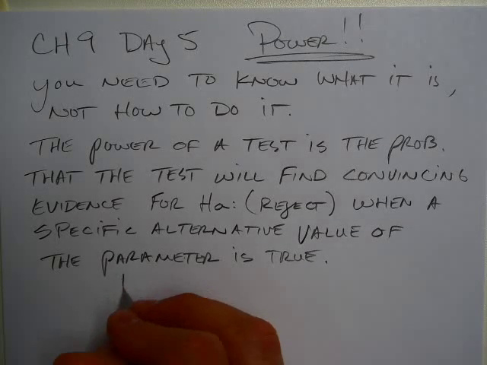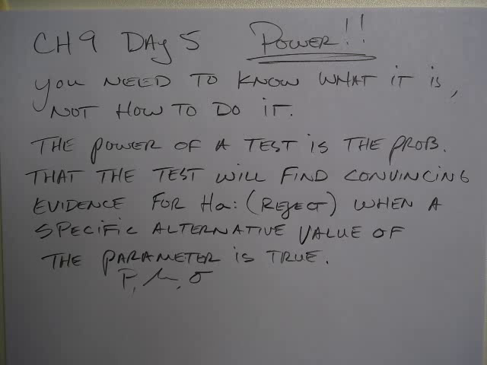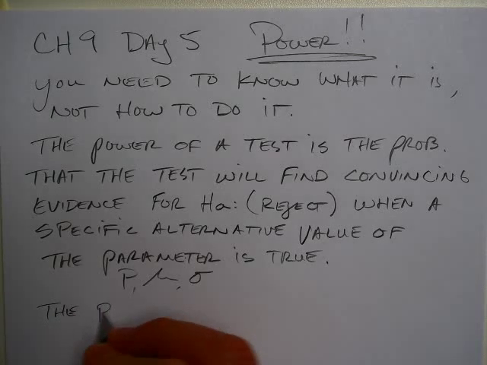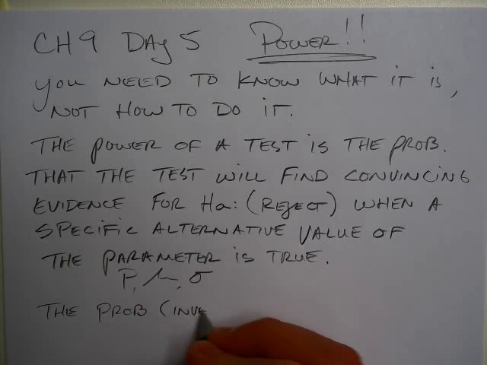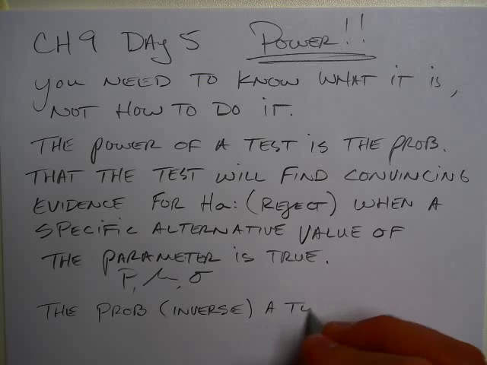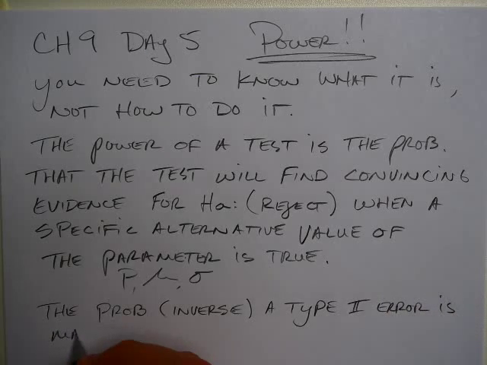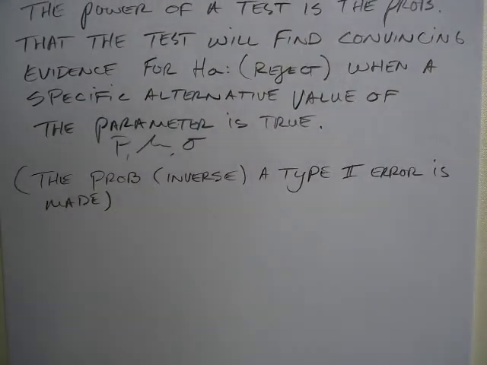So the parameters usually that we're looking at, p, mu, sometimes sigma, right? So let me put this into layman's terms for you. It's the probability that you've made a type 2 error. That's really what this is. Power is the probability. It's actually the inverse probability of a type 2 error. You'll see what I mean by inverse here in just a second. That's the gist of power.